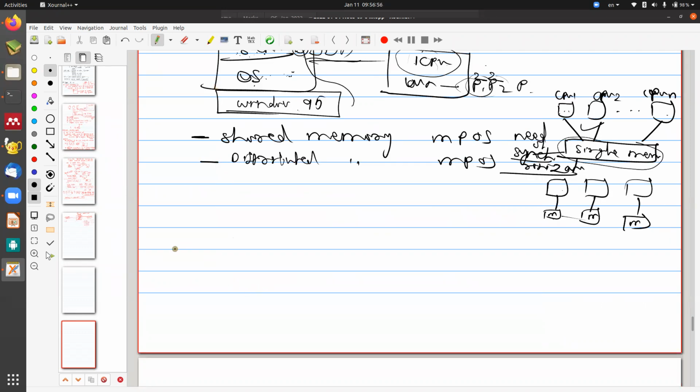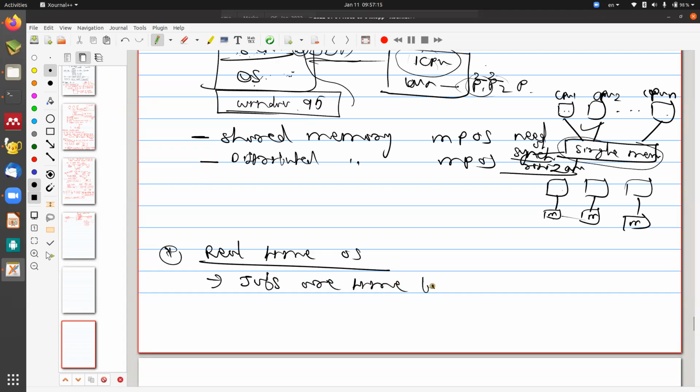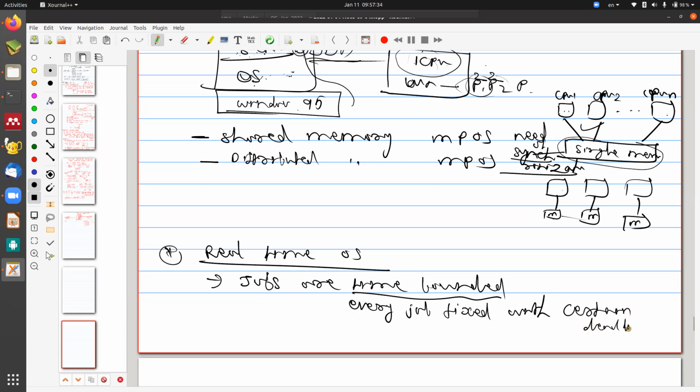And the last operating system is called the real-time OS. Yes, what this real-time OS says is that in case of a real-time OS, the jobs are basically time-bounded. Jobs are time-bounded. What does it mean? Time-bounded means every job is fixed with a certain deadline. What is the example?